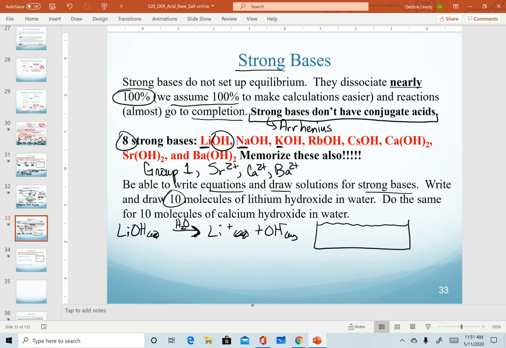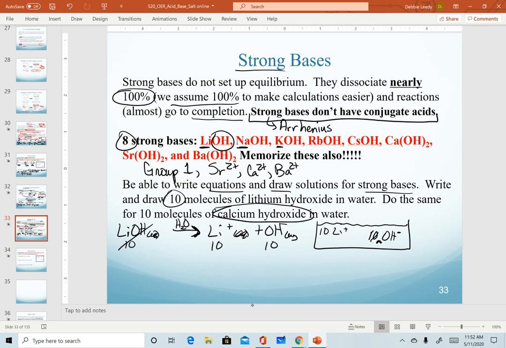And again, for drawing purposes, 10 is relatively random. Any number is sufficient here, but this one dissociates in a 1-to-1 ratio. So I don't have any lithium hydroxide left over, but I do have 10 lithium ions and 10 hydroxide ions. So make sure here, put a little space in between your 10 and your O for the oxygen so it doesn't all lump together.